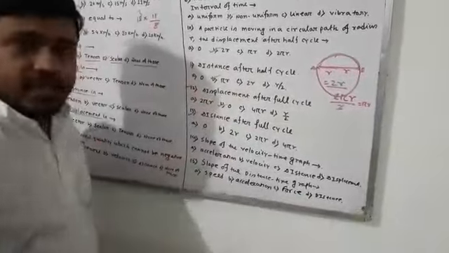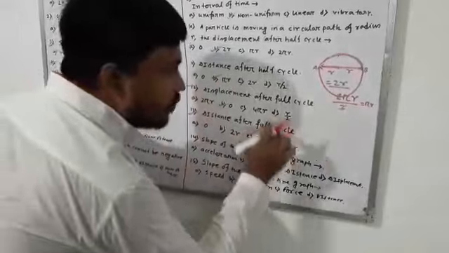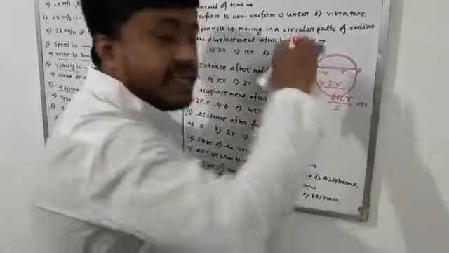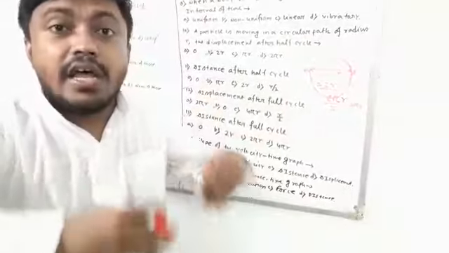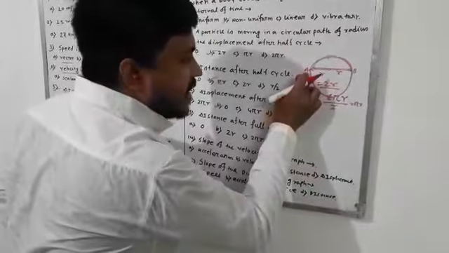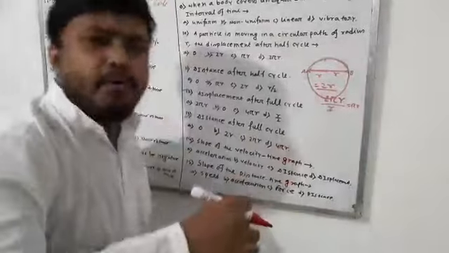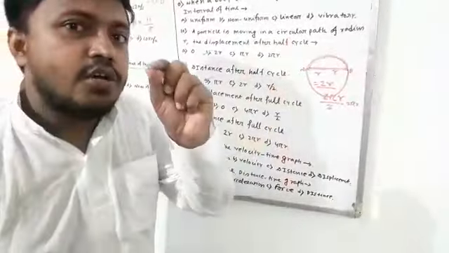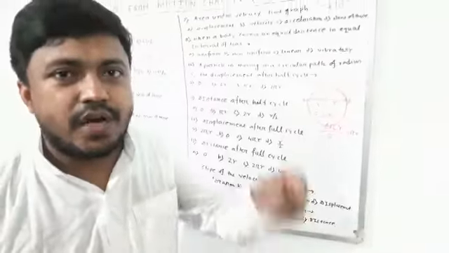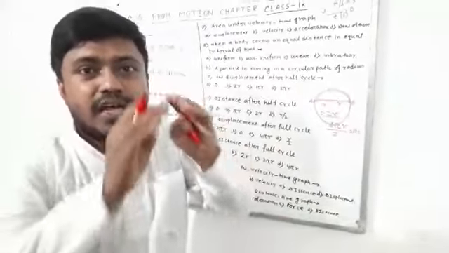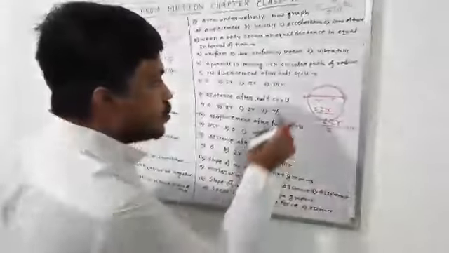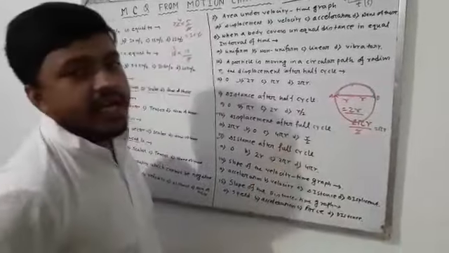And dear students, question number 13, distance after full cycle. Distance means, as I have told, the actual path. When the particle starts its journey from point A, goes to point B and comes back to the same point A, the actual path is equal to the circumference of the path. So the circumference equals 2 pi r. So 2 pi r is the correct one.